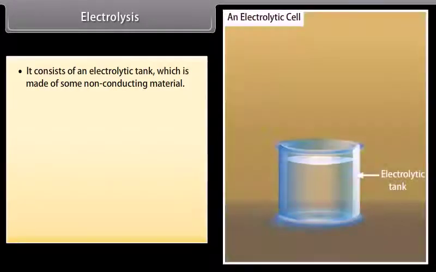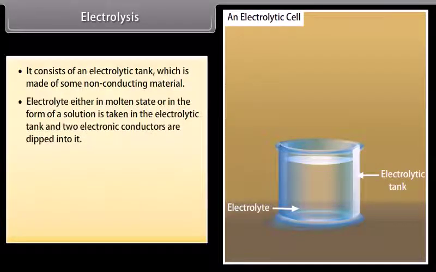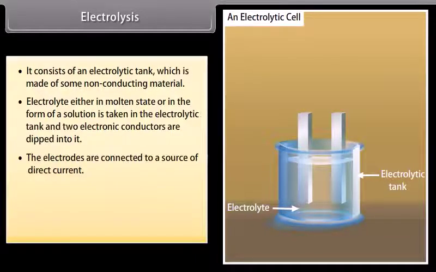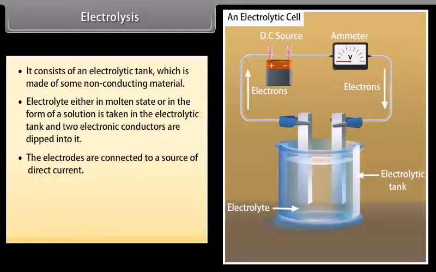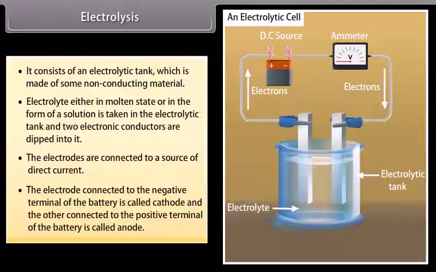It consists of an electrolytic tank which is made of some non-conducting material. Electrolyte, either in molten state or in the form of a solution, is taken in the electrolytic tank and two electronic conductors are dipped into it. The electrodes are connected to a source of direct current. The electrode connected to the negative terminal of the battery is called cathode, and the other connected to the positive terminal of the battery is called anode.